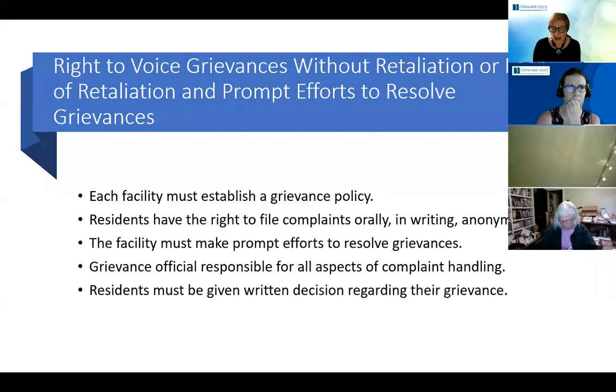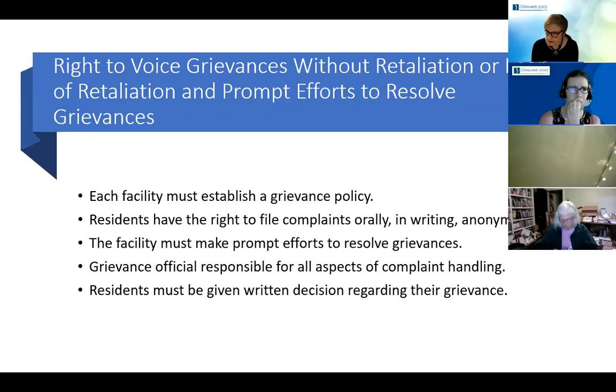So at the conclusion of the investigation, the resident has to be given a written decision. And that includes information about what was done to investigate the complaint, what the findings were, whether the complaint was confirmed, and then any action that the facility has taken or will take to correct the problem.